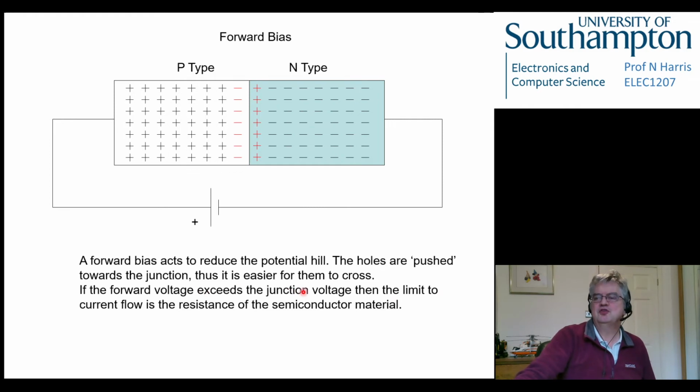So if the forward voltage exceeds the junction voltage, then the limit to current flow is just the resistance of the semiconductor material. If we give this enough voltage, we will force current through here, get up that hill, and it's no problem, and it just flows straight through the material. Okay, so there's a little animation there, you might not have seen it, but the red bits have now turned into black bits, and there's very little gap for them to cross.